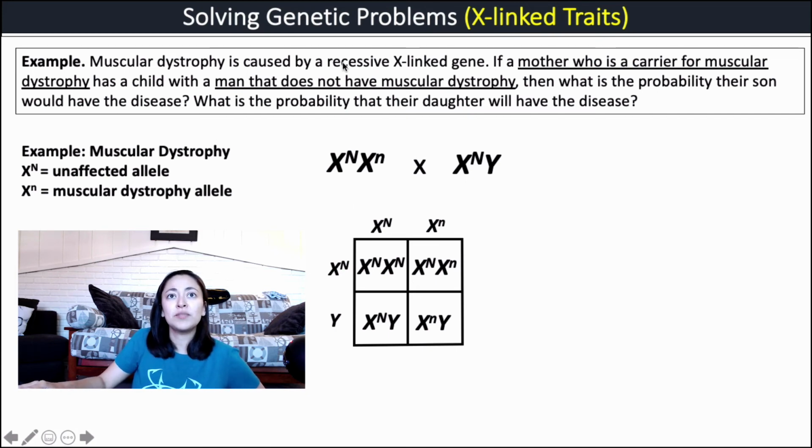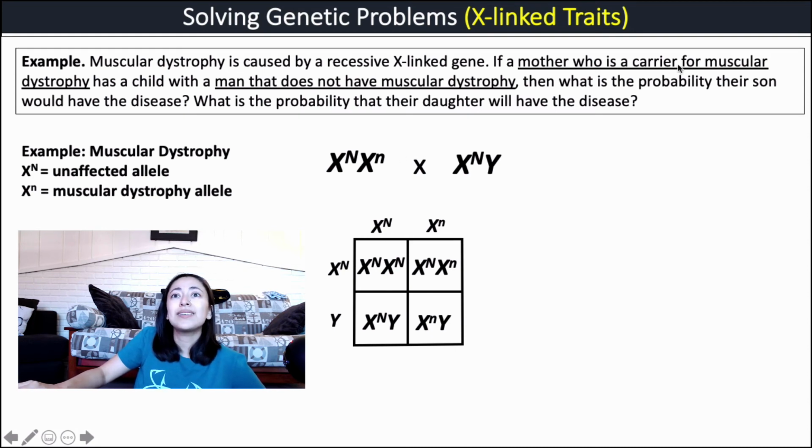Muscular dystrophy is caused by a recessive X-linked gene. I will always tell you whether it's an X-linked trait, so do not just assume that a trait is X-linked without me telling you that it is. So muscular dystrophy is caused by a recessive X-linked gene, and you just set up a key just like we did before. We know it's recessive and it's X-linked, so you need to have the X's drawn. It's recessive, so it's a little n for muscular dystrophy. X big N is the unaffected one.